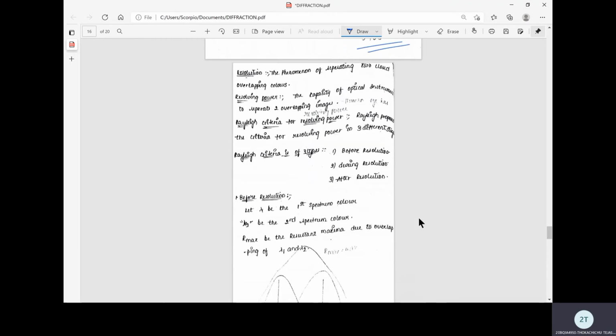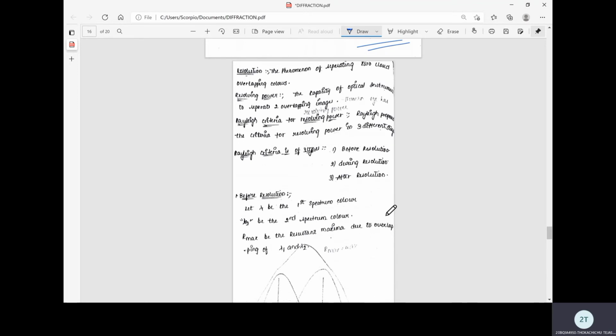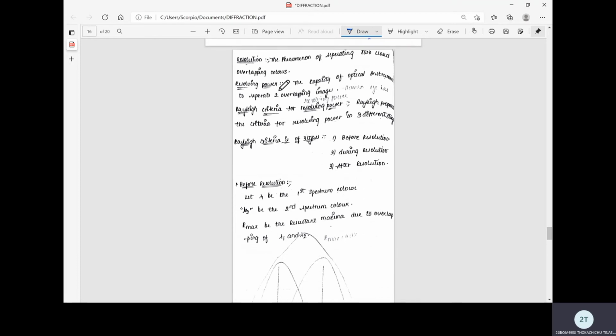Now the next concept is resolution. So what is resolution? The phenomenon of separating two closely overlapping colors. Sometimes we can see in the range of visible light that some colors appear to be overlapping. The process of separating these two colors with a slight difference in their respective wavelengths is called resolution.